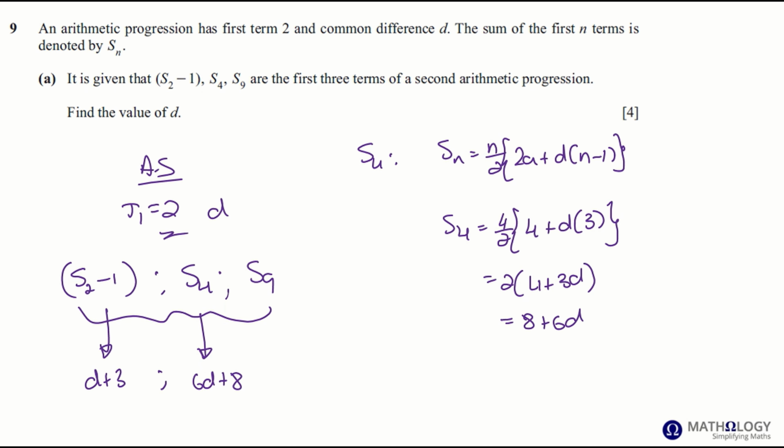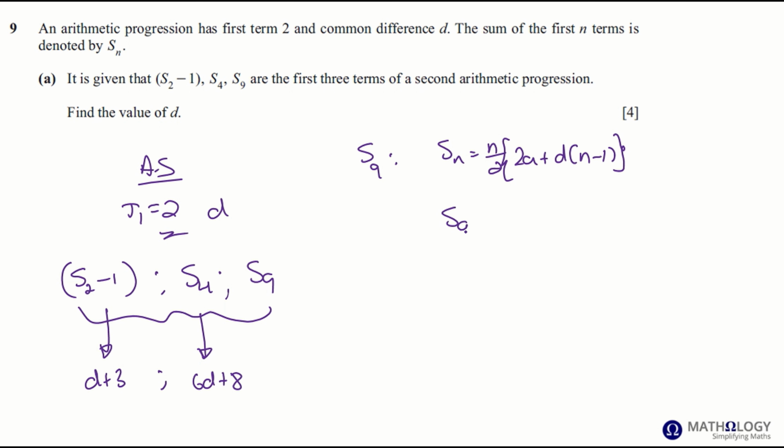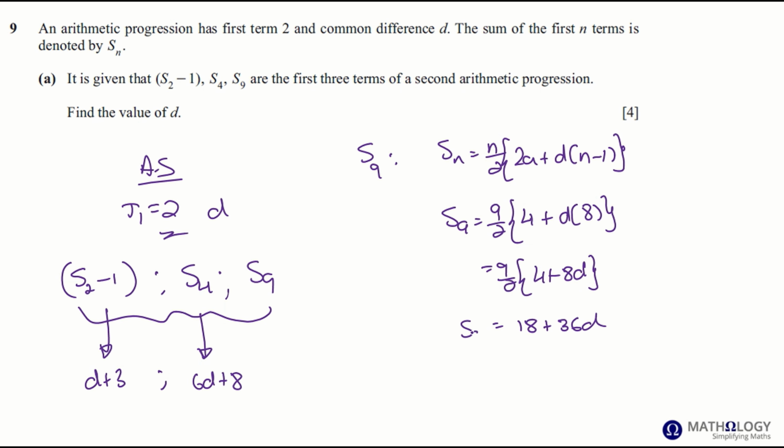And finally, we find the sum to 9 terms. So the sum to 9 terms is 9 over 2 times (2a, a equals 2, 2 times 2 is 4, plus d times (n minus 1), in this case n is 9, 9 minus 1 equals 8). That's 9 over 2 times (4 plus 8d). That's going to give us 36 over 2, that's 18, plus 72d over 2, that's 36d. So the sum to 9 terms is 18 plus 36d. So that's now the third term of the second arithmetic progression.